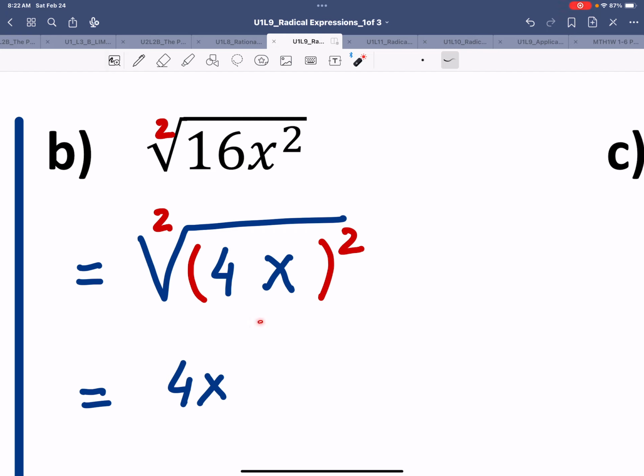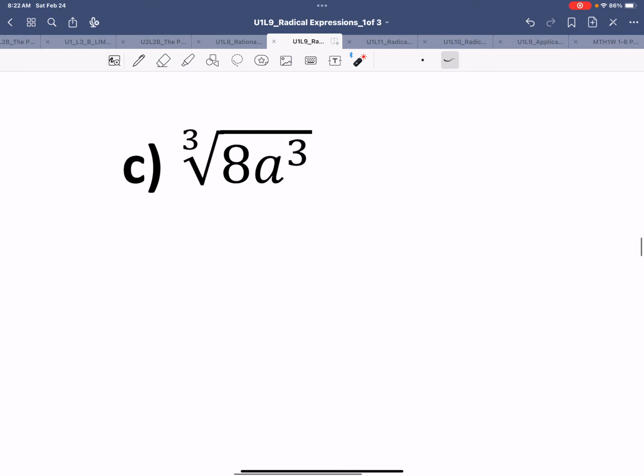But when we take it out, if we wrote just x here, that means that if x were negative, we would get a negative answer here. So that means we're going to need an absolute value to protect x from being negative, and to make sure that the square root of this term is a positive number. Now we'll move on to the next question.